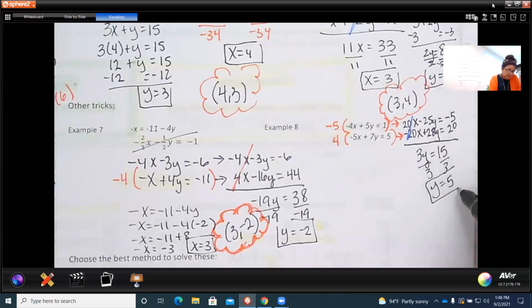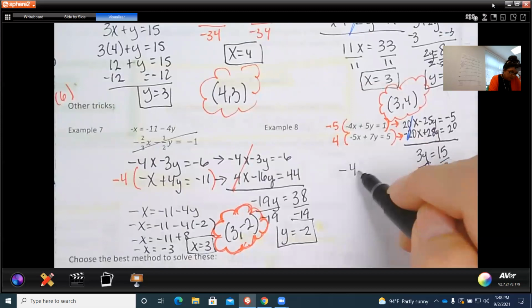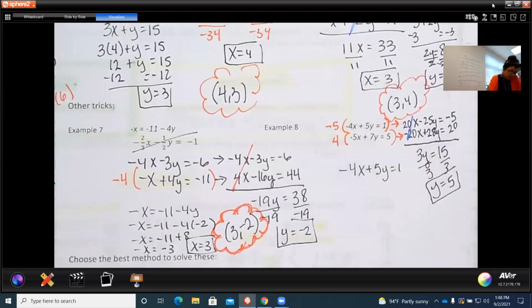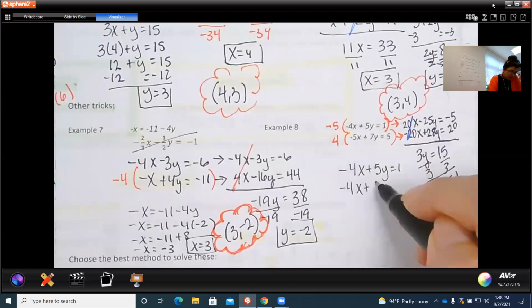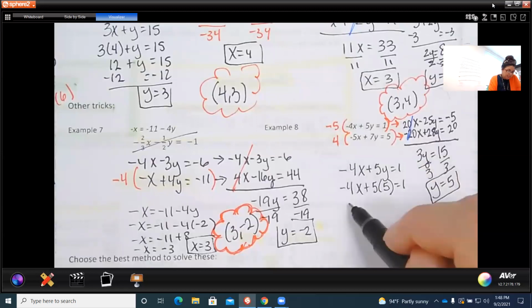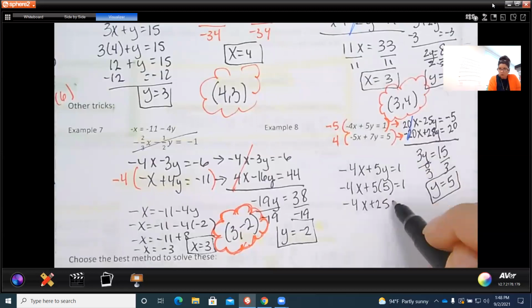No, I got to find x. I can plug it into either original or the new ones that I created, but they're just bigger numbers. So why would you do that? It doesn't matter which original. I'll just choose the top one. Numbers look a little smaller. And I know y is equal to 5. So I will substitute a 5 wherever I see a y and simplify. So I have -4x plus 25 equals 1.